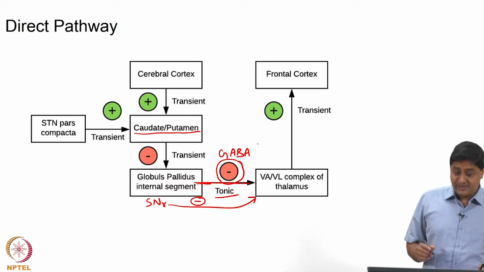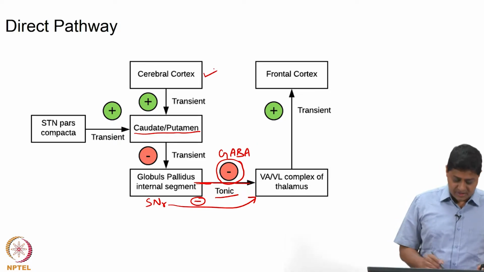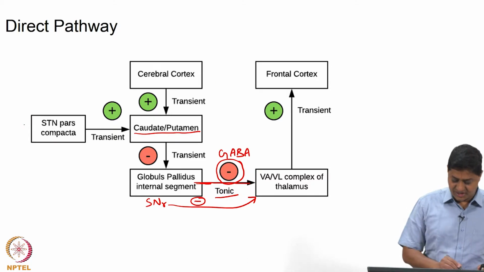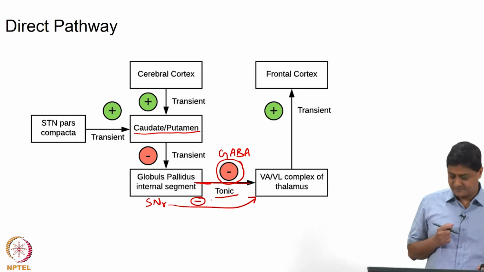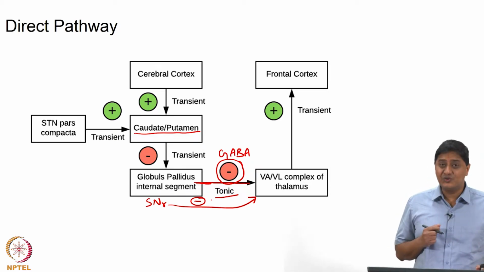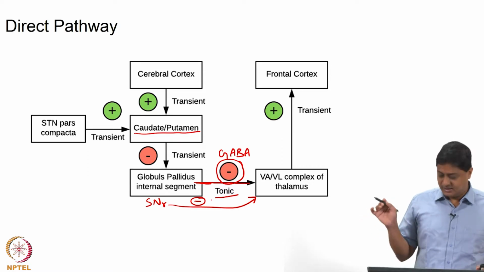We could start explaining this by starting with the cortex or substantia nigra pars compacta, but I think it is better to start from this point, because once we catch this aspect, everything else becomes clear. So, important to note is that the GPI neurons are constantly inhibiting, or tonically inhibiting, the thalamocortical neurons.